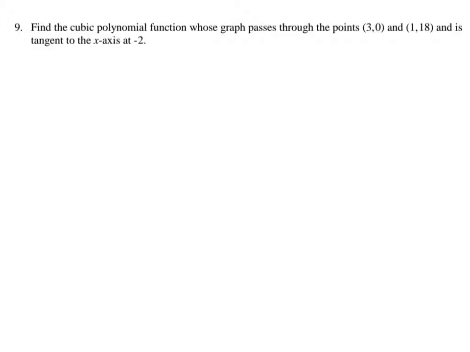I want to write an equation for a cubic function whose graph passes through the points (3, 0) and (1, 18), and is tangent to the x-axis at (-2, 0). So that's basically the point (-2, 0) as another root. My graph would look something like this, going through this point at (3, 0), being tangent at (-2, 0), and passing through (1, 18).